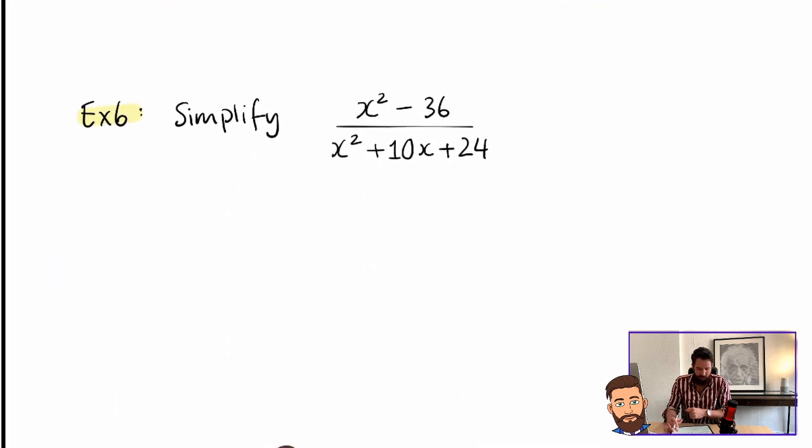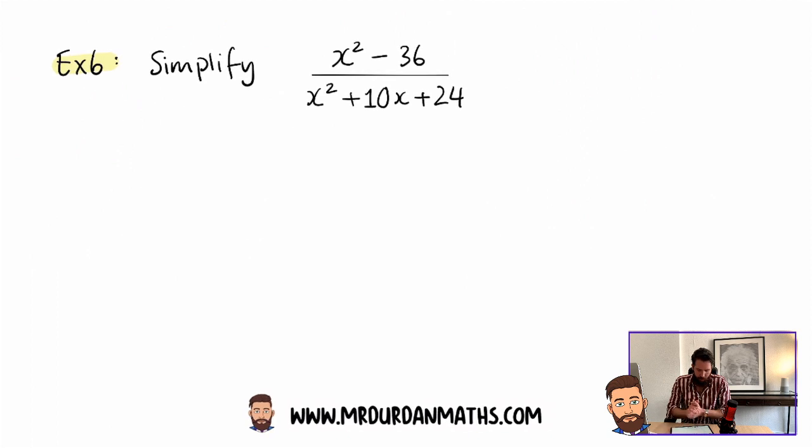Example 6. So example 6 is an interesting one because we're going to talk about a special type of quadratic. But before we do that, which one do we know we can factorise easily? Well, hopefully you're thinking, top one looks a bit weird because it's got an x squared and a c, but it doesn't have a bx. But the bottom one is perfect.